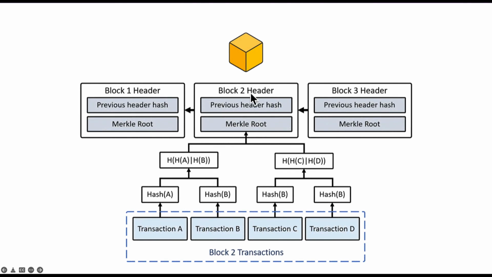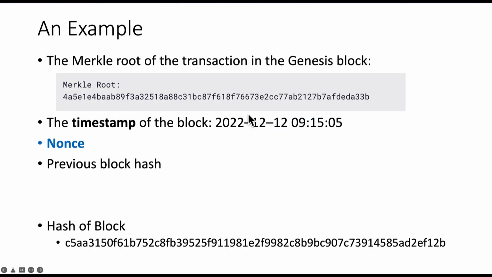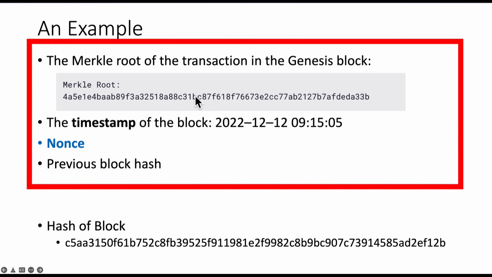Remember what's inside a block? Block header and block body. The block body is a Merkle tree that contains all kinds of transaction records. And in the block header, there is the previous block hash, timestamp, and Merkle root of the Merkle tree. Let's zoom in on the block header. This is the inside of the block header.